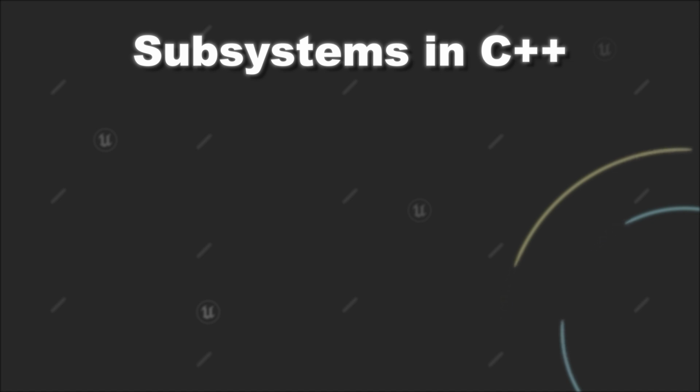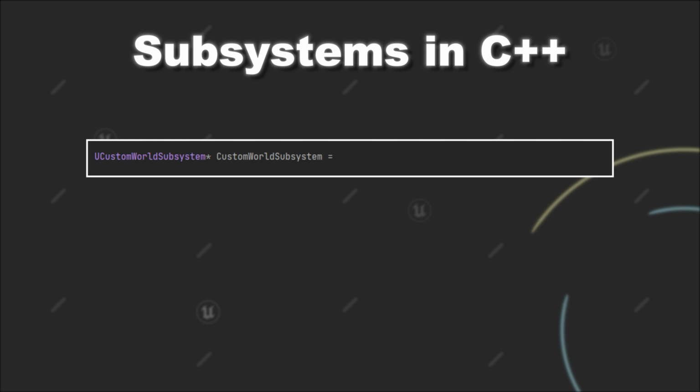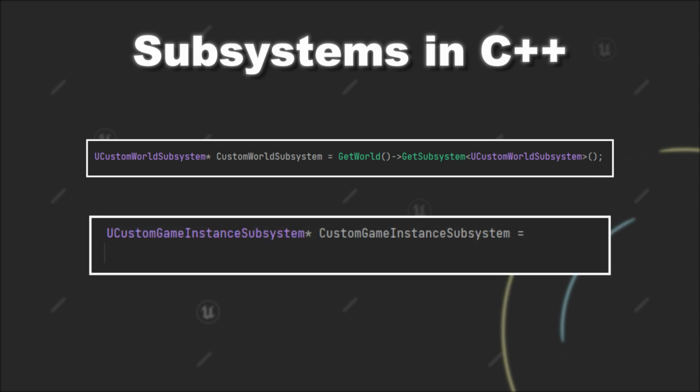In C++, you can easily access the instance of a subsystem through the corresponding context object. For example, to access a world subsystem, you can call GetWorld, GetSubsystem, and then provide the desired subsystem you want to access. For a game instance subsystem, you can get the game instance and then again call GetSubsystem with the desired subsystem class.